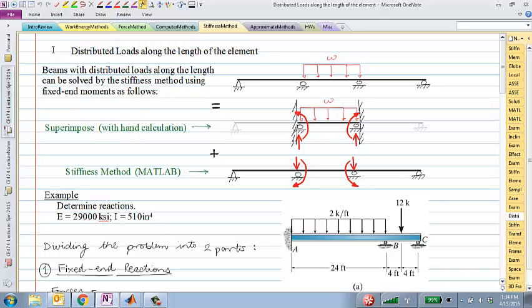Any other question on the homework or anything else? Okay, all right. So let's jump into this topic of the distributed loads.